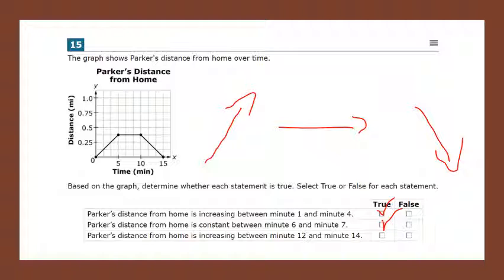The last one says Parker's distance from home is increasing between minute 12 and 14. If we look at our graph for minutes 12 and 14, it's at the very last part of that graph, and we see that it is actually decreasing, not increasing, which makes the last statement false. So bada bing, bada boom, we have answered number 15.